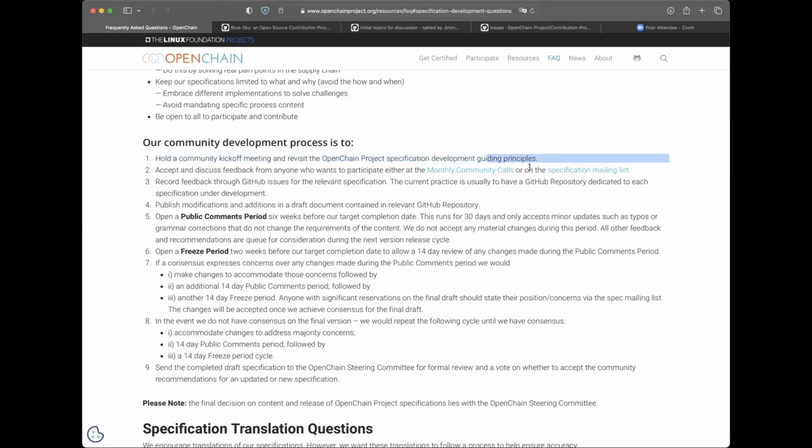Moving through this, we basically edit the spec. We develop it via our monthly calls and our specification mailing list. This means that there's a clear way for people to contribute and share ideas. This standard will be developed alongside our other standards in the same place, in the same way. We will be recording feedback on GitHub. This means that we will have a repository and we will record the information captured on our calls and our mailing list there.